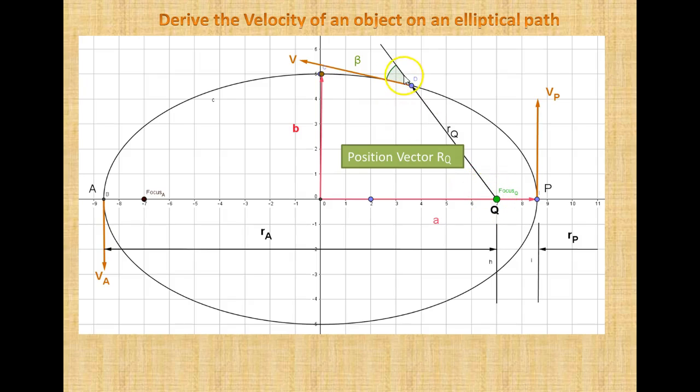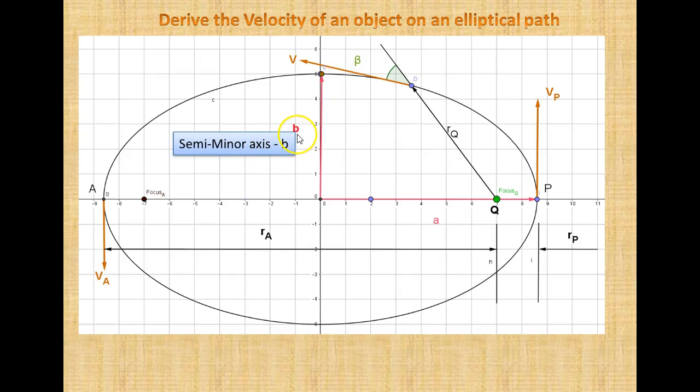From Q to our object is called RQ, the position vector. So from point Q to our object or spacecraft or whatever we call it, that's the position vector RQ. Angle beta is the angle between the position vector RQ and the velocity of our spacecraft. We call that angle beta.